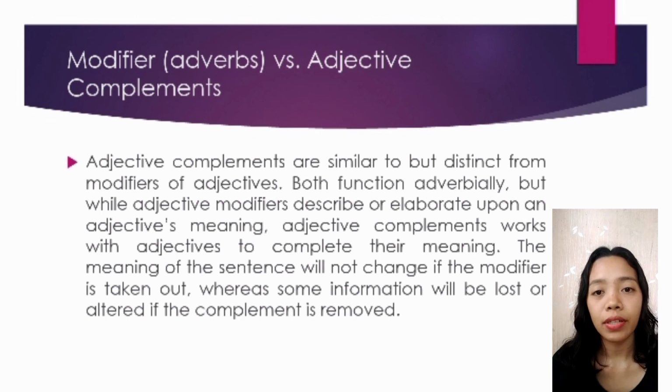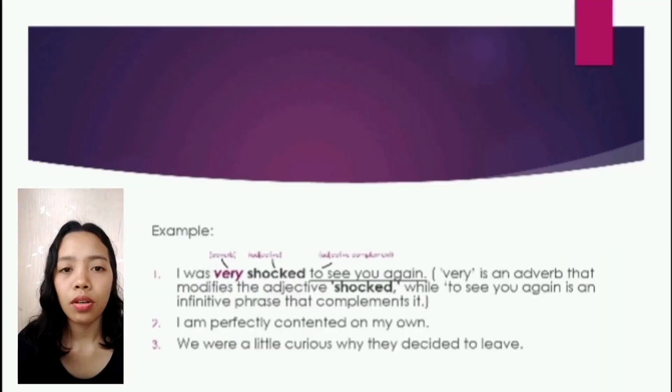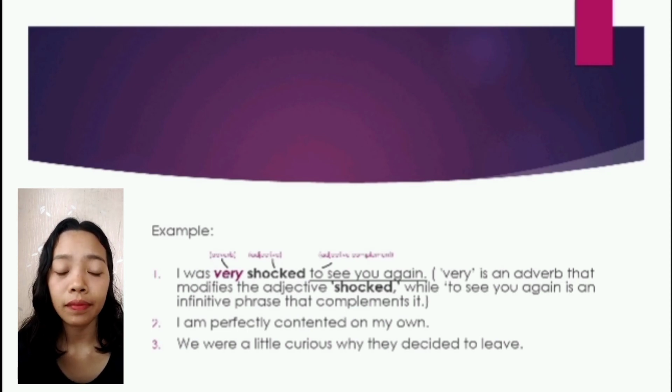Both function adverbially, but while adjective modifiers describe or elaborate upon an adjective's meaning, adjective complements work with adjectives to complete their meaning. So the meaning of the sentence will not change if the modifier is taken out, whereas some information will be lost or altered if the complement is removed. So let's say, for example, I was very shocked to see you again.